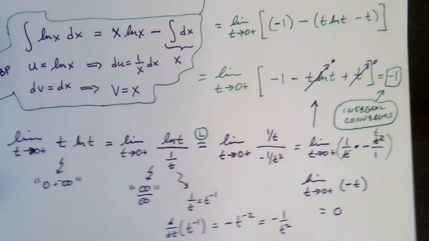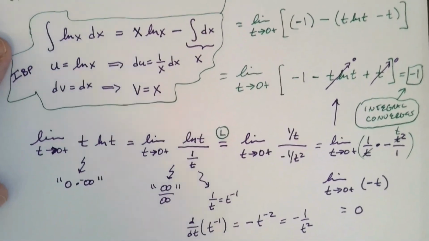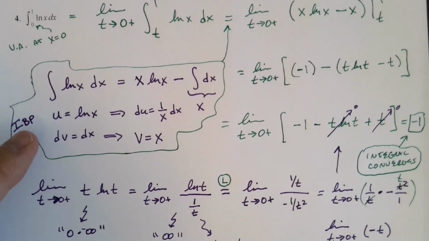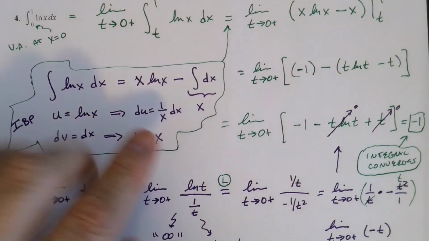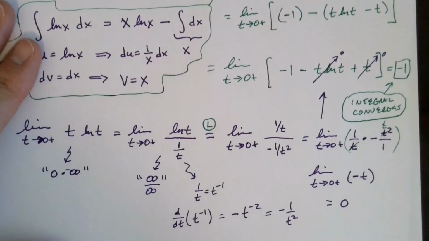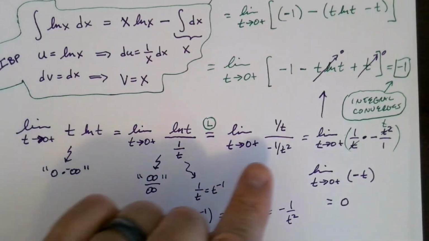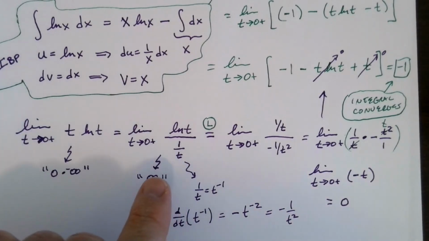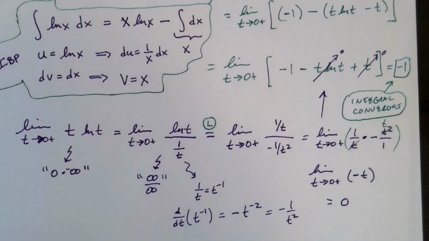So that's our last example, and yeah, that's a doozy, right? Let's go back to the beginning. We had integration by parts to find the antiderivative, and then after simplifying, we had to use L'Hopital's rule to find this limit, and not just L'Hopital's rule, but we had to get it set up to be able to use L'Hopital's rule. So quite a lot going on here.